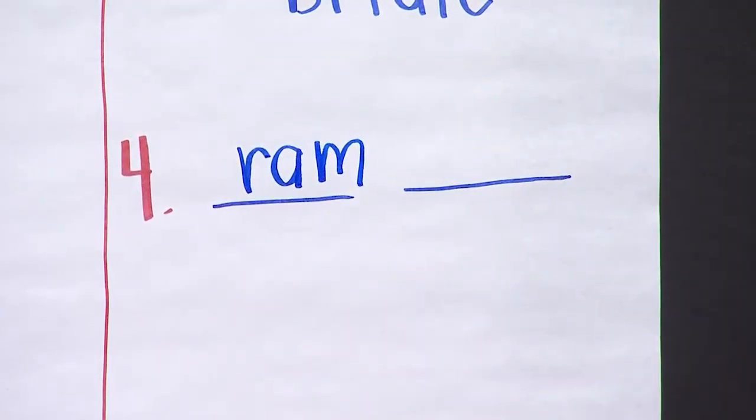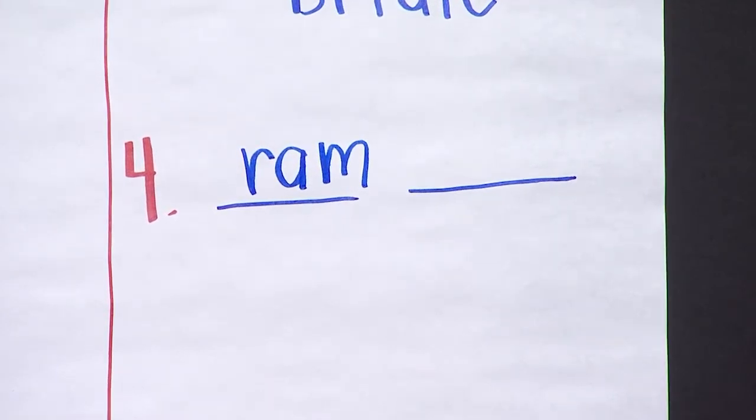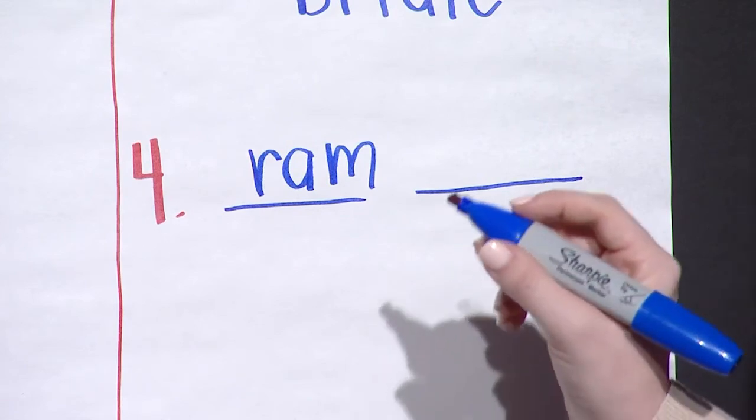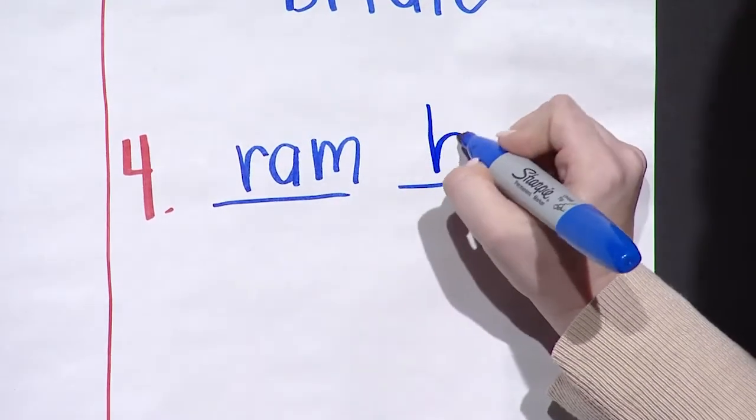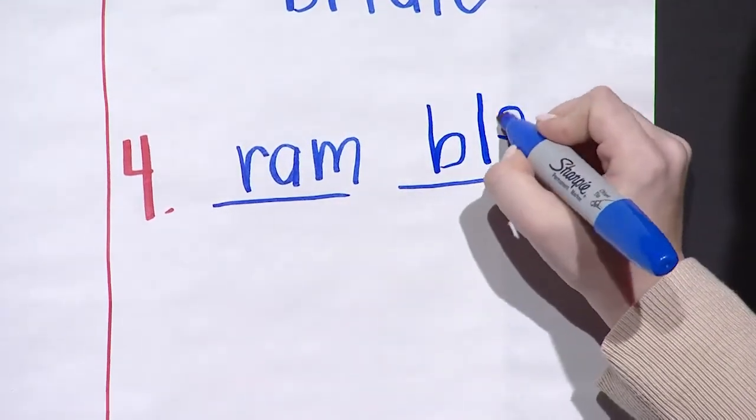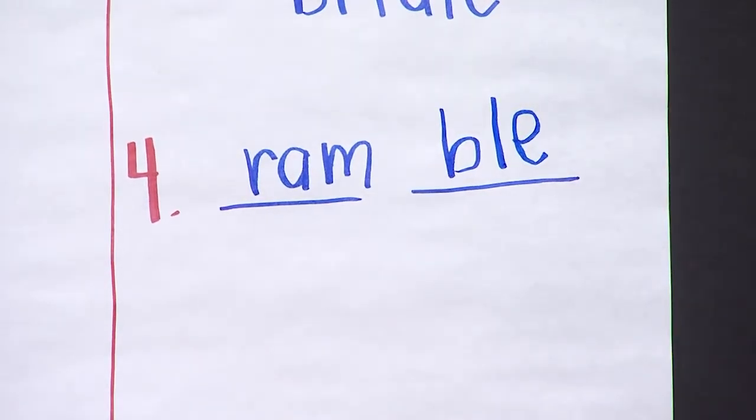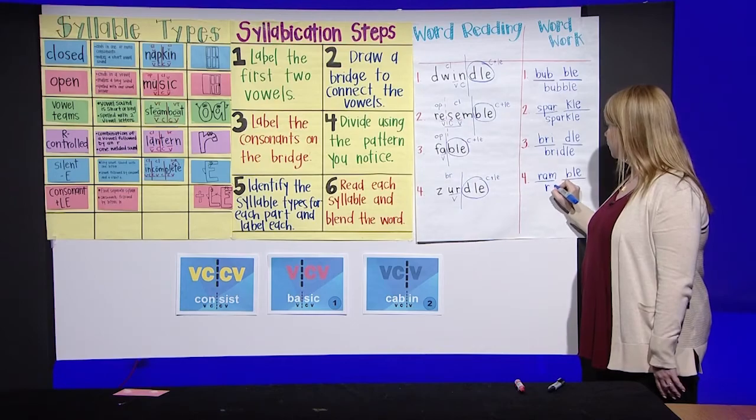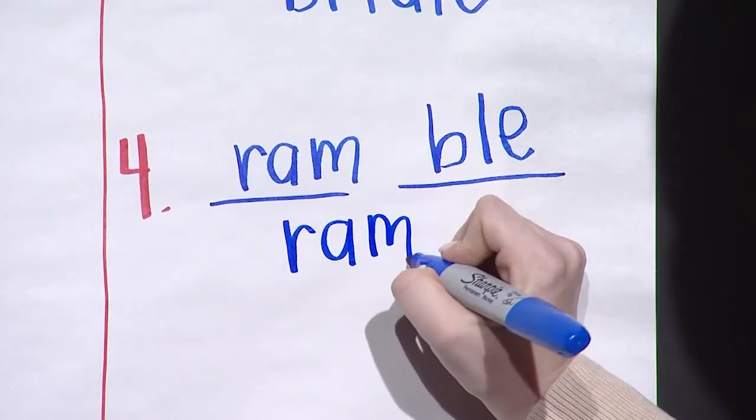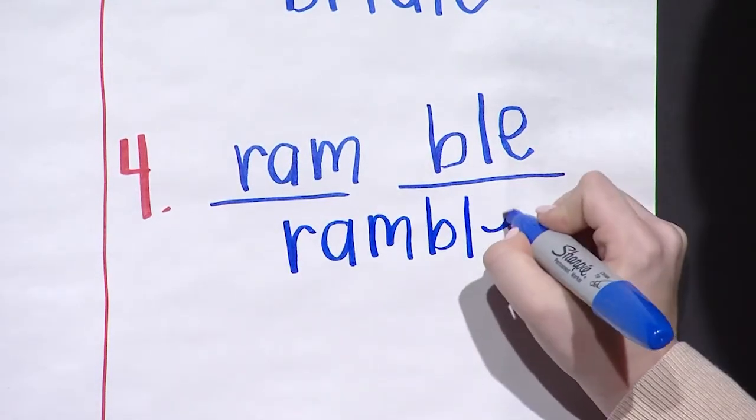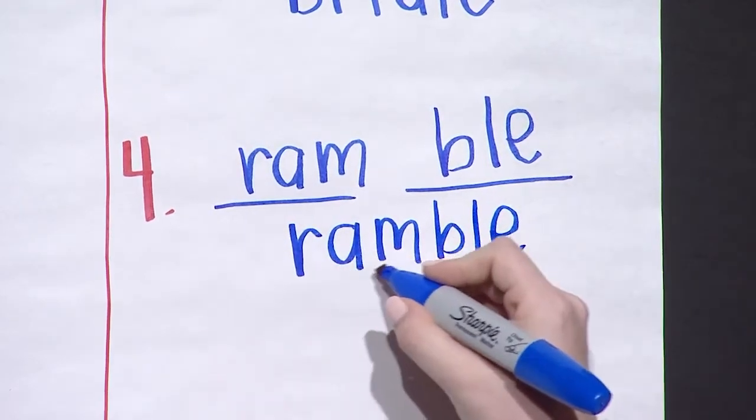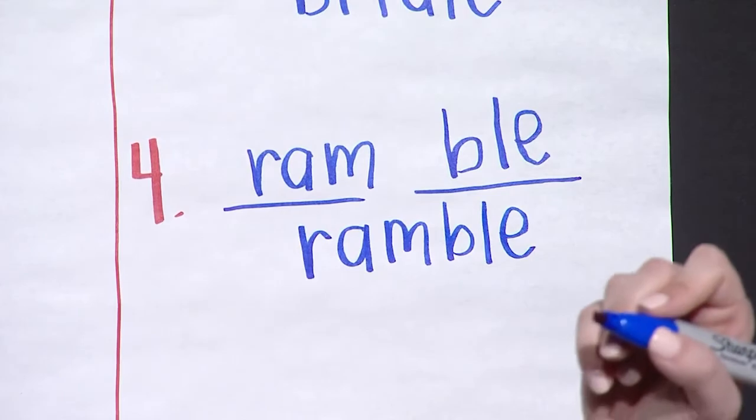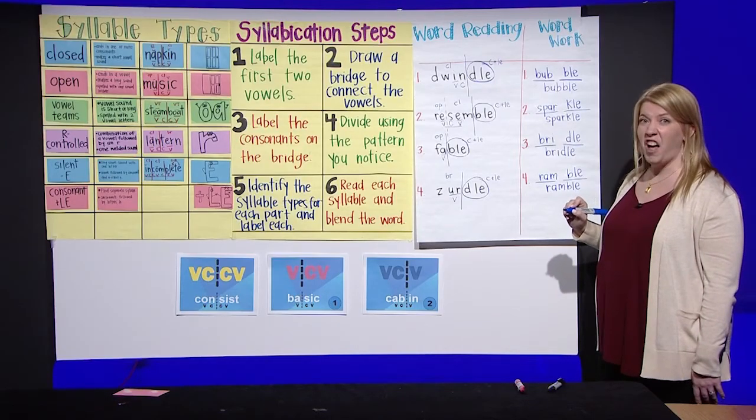Good. Our second syllable was bull. Ram, bull. What sounds do we hear? We hear that b, oh, and we keep that LE together. Great job. Can you write my whole word and read it to me? Ramble, ramble. I tend to ramble sometimes when I get nervous. That means talk a lot.